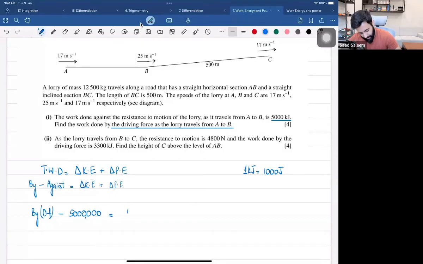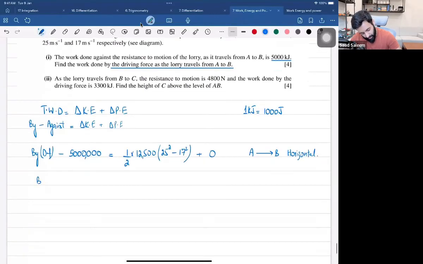Is equal to change in kinetic energy. Will there be a change in kinetic energy? Definitely there will be a change in kinetic energy because there is a change in speed. So 25 squared minus 17 squared. Will there be a change in potential energy? No, because the object from A to B is horizontal. So the track from A to B is horizontal. Therefore, there is no change in potential energy.